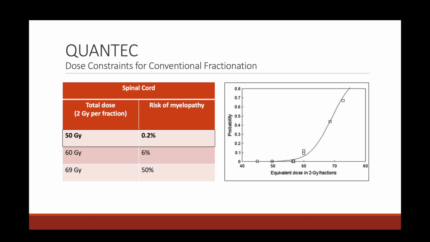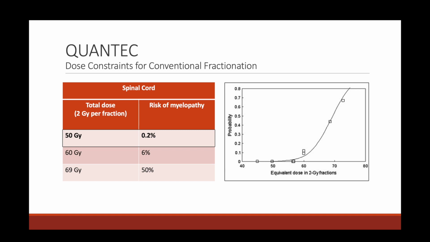But what's important to realize is that these curves, these NTCP curves for all these dose constraints, are sigmoidal. So if we stay below a threshold, the probability of causing whatever side effect we're looking at is probably fairly low. But after a particular threshold, there's going to be a sharp increase in the probability.